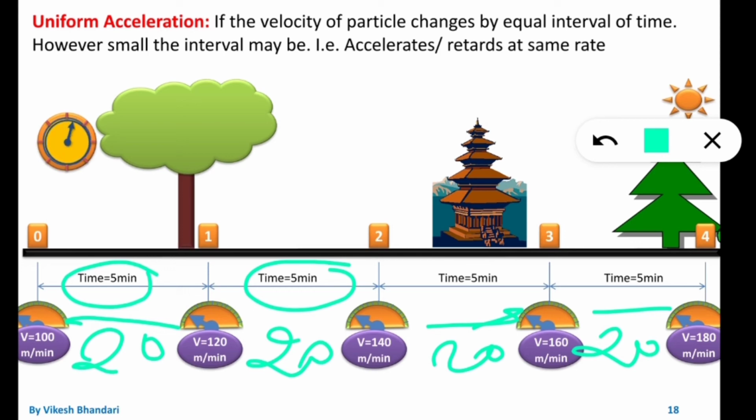In this condition I can say the body is in uniform acceleration, whether it is acceleration or retardation, don't worry about that. It is one example I have given. The body gains uniform velocity, and each time the velocity is increasing or decreasing. Uniform means at a constant rate it is increasing, or at a constant rate it is decreasing in a time interval. Then it is called uniform acceleration.